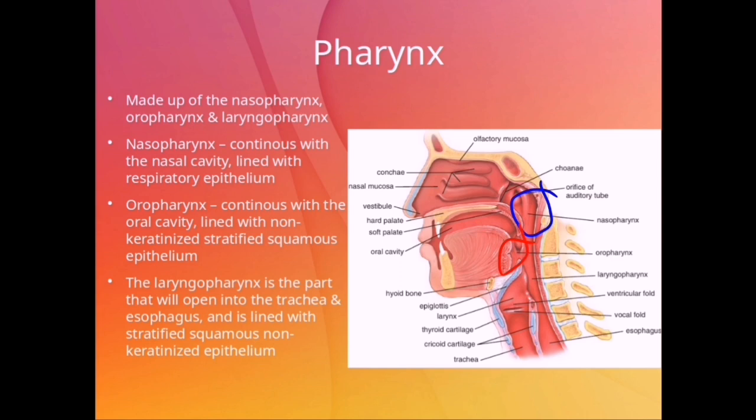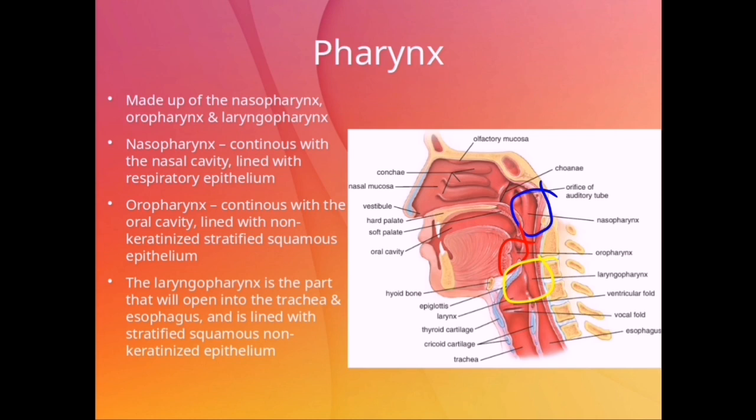This is our oropharynx. And then the third part is the laryngopharynx, and this laryngopharynx is somewhat a combination of the nasopharynx and the oropharynx, and it is the part which we will later divide to give us the trachea and the esophagus. This part.